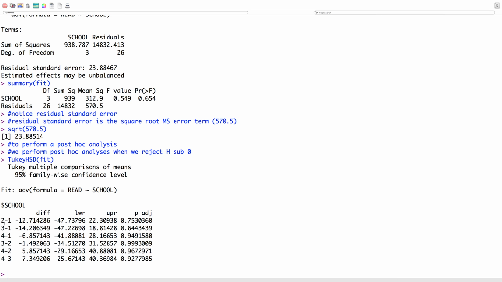So the first compares 2 and 1, which is going to be the same thing as comparing 1 and 2. The only thing that will be different is the lower limit and upper limit will be changed. So if we compared 1 and 2, our difference would be positive 12.71. Our lower bound would be negative 22.30. And our upper bound would be positive 47.74.